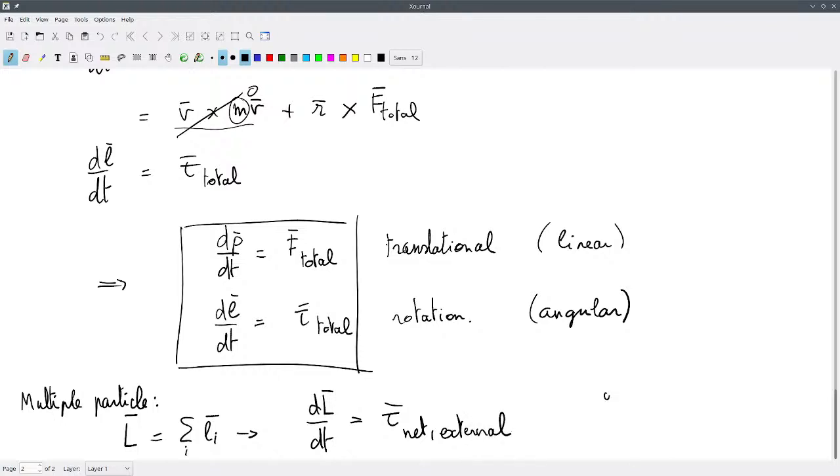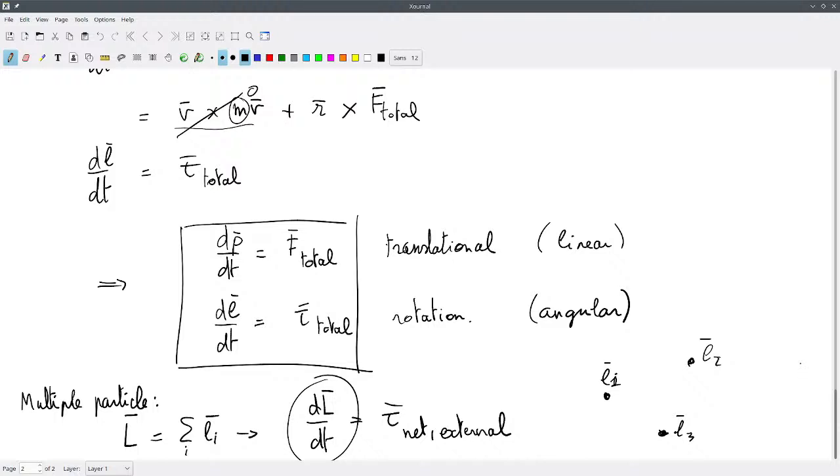So if we have multiple particles, they may be applying forces to each other, but those are not the forces that we include. There may be torques on these particles due to each other, but those are not external. So the only torques that we include are the external torques on these particles, and that gives us then an expression for the change in the total angular momentum of all of those particles, where this one might have L1, L2, and L3.